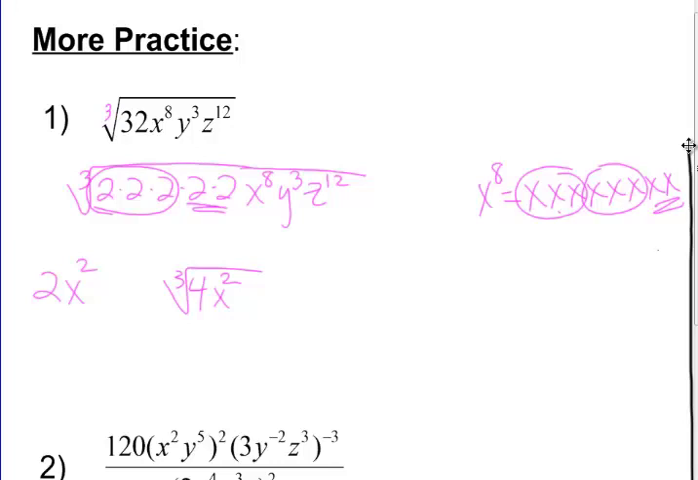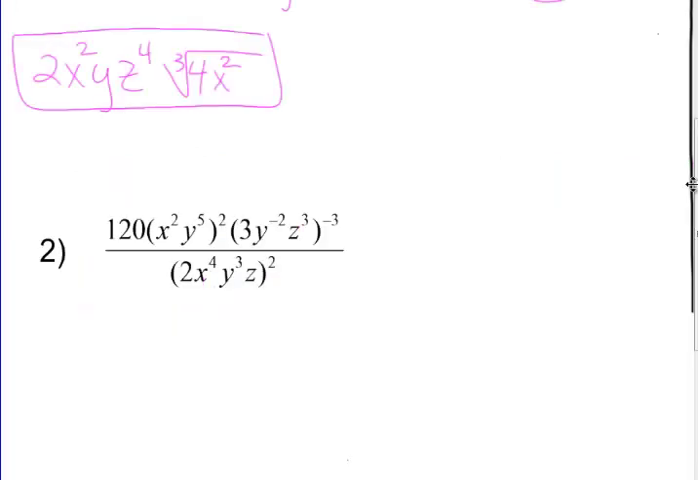All right, y to the 3rd. How many groups of 3 y's can I get? One group, because it's y times y times y. There's my 3 y's. So one group of y's on the outside. How about z to the 12th? How many groups of z? 4. So z to the 4th on the outside. That's your answer.